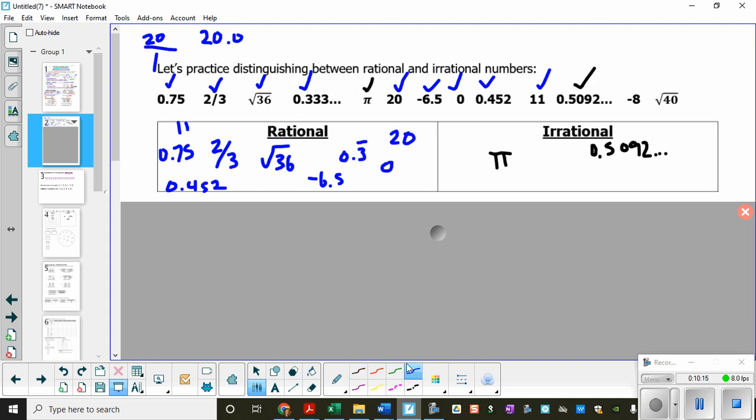-8, you can make it a fraction by putting it over 1. And the square root of 40, well, since 40 is not a perfect square, we're going to put that one on this side. So we've taken all of the numbers and now we've grouped them into one of either two categories, either rational or irrational. This is basically the same concept, y'all, of me giving you a bunch of produce items up here and asking you to categorize it as either a fruit or a vegetable, okay?